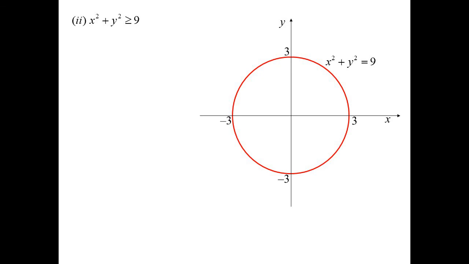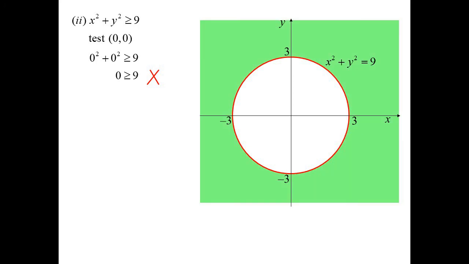A circle, x squared plus y squared greater than or equal to 9. So the boundary is included in this case. So we draw our circle. And again, we've split it up into two sections. Inside the circle or outside the circle. So sub in 0, 0. We get 0 is greater than or equal to 9. Ooh. So we're outside the circle.